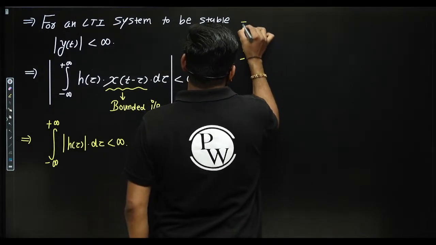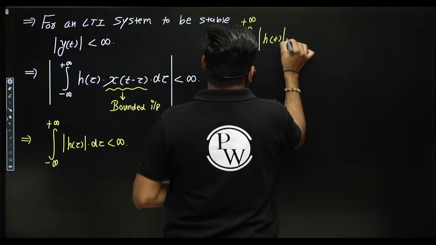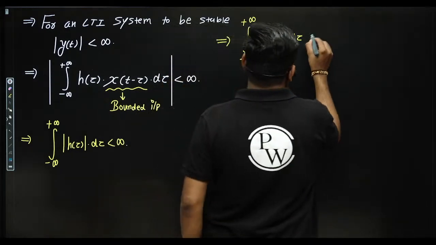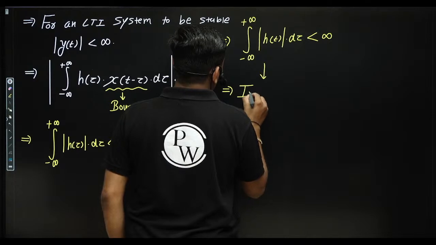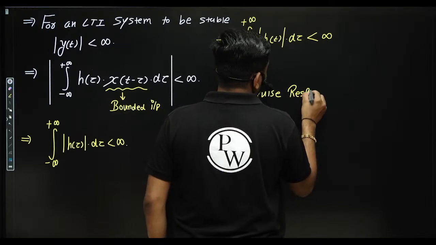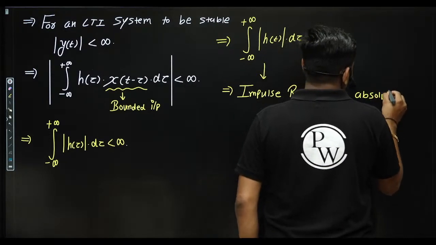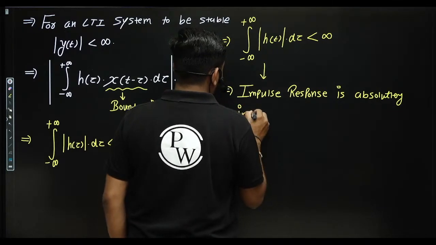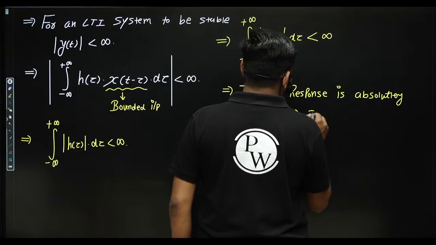So for an LTI system to be stable, its impulse response should be absolutely integrable, guys. You are taking the mod and then integrating, so it means absolutely integrable. So here we can say the impulse response should be absolutely integrable. If the impulse response is absolutely integrable, then we can say it is a stable system.